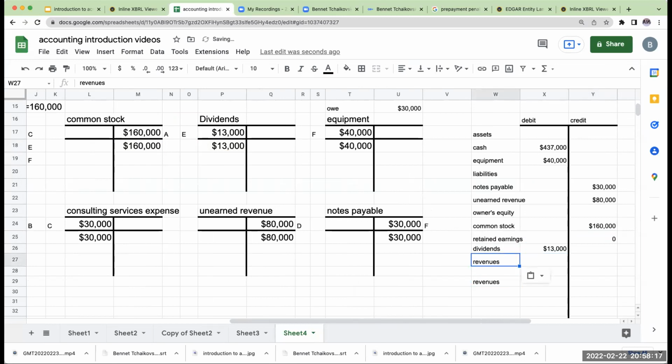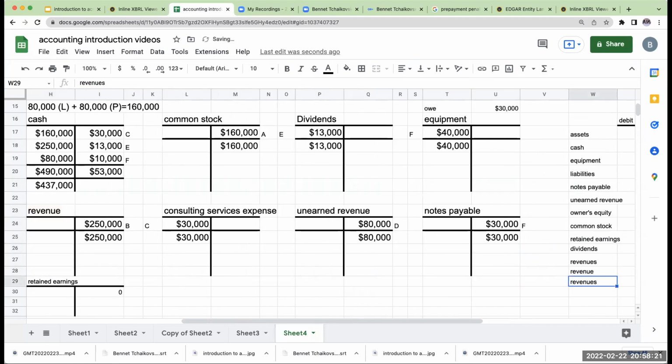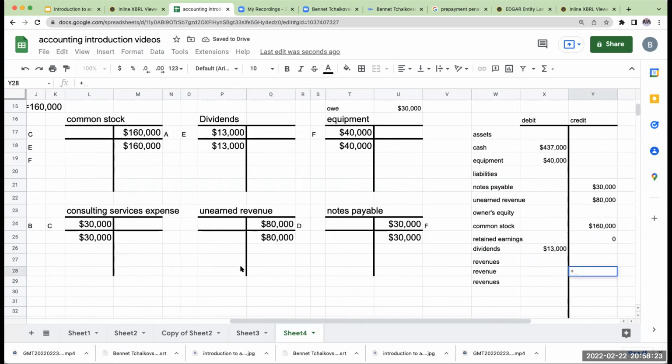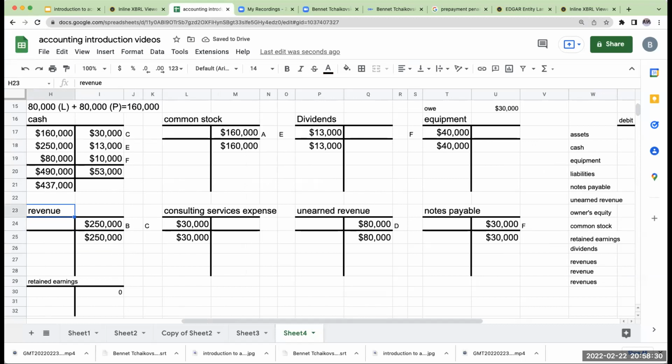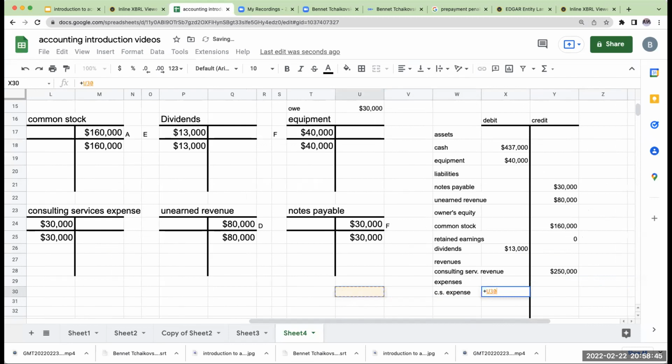My revenues, what I have over here is I have consulting services revenue. This is going to have a credit balance of 250,000. I'm just going to write this to clarify. This is consulting services revenue. There we go. Now over here for our expenses, we had one expense, which is going to be consulting services expense. And this is going to be the amount for $30,000.